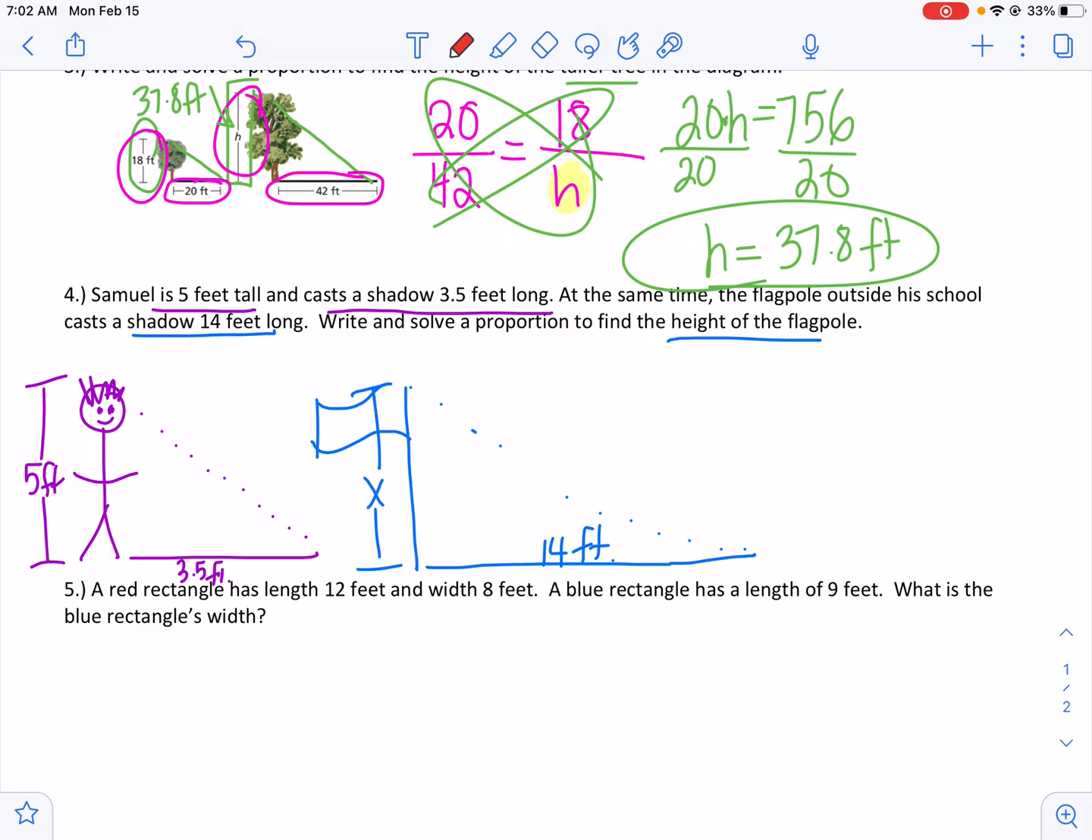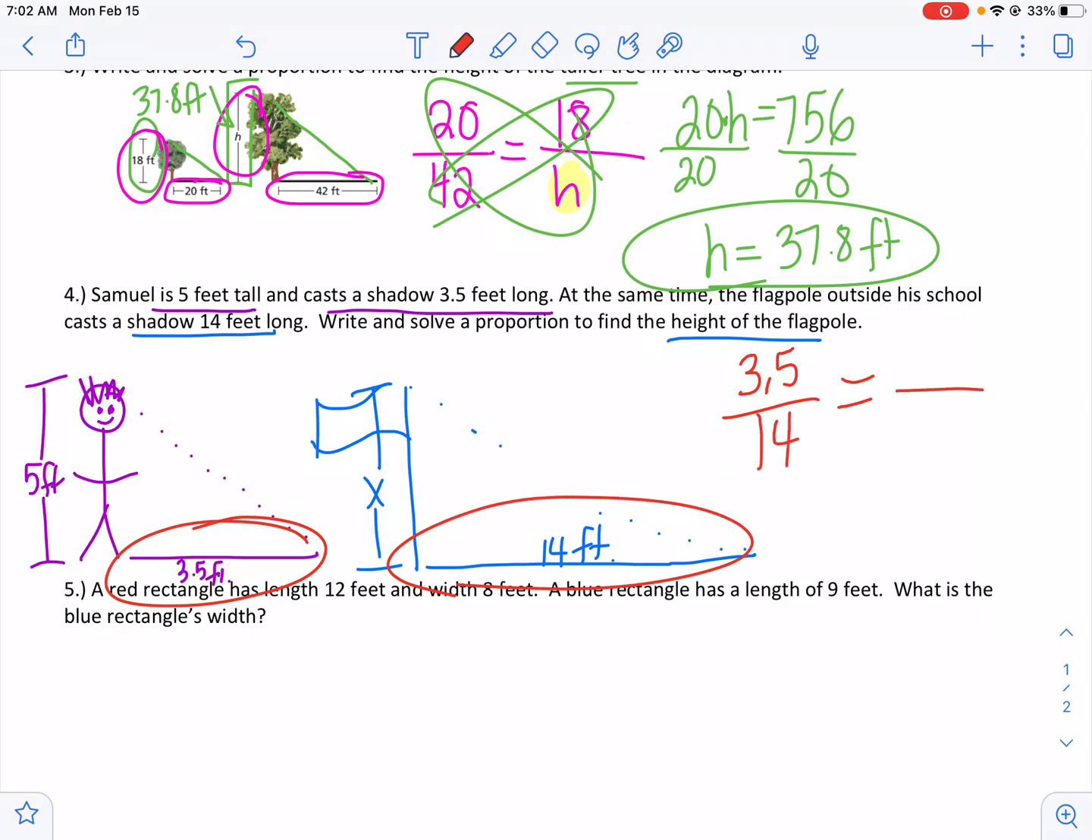Okay, I've done that and tried to set up the proportion. All right, if not, let's do it together. So we can take the shadow length of Samuel and the shadow length of the flagpole. So we got 3.5 over 14, equals the height of Samuel to the height of the flagpole, 5 over x. Once again, the x is in the denominator in my second ratio, and that's okay.